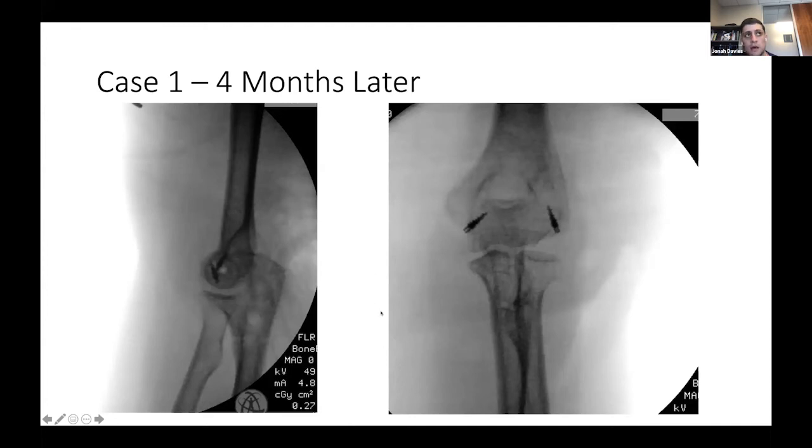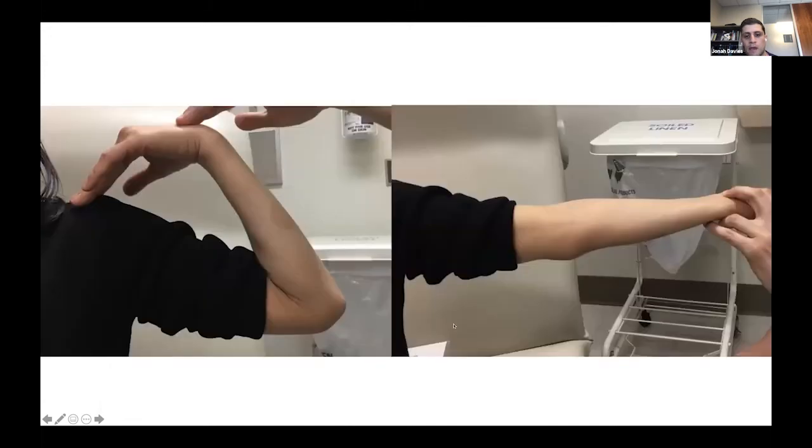And she came back about 6 weeks after that. X-rays look exactly the same, and she doesn't have full extension, but she's pretty darn close. She has pretty much full flexion, and she's really happy, despite the fact that she was very reticent at first to come meet me because she'd been burned sort of twice previously. So yeah, that's the case.